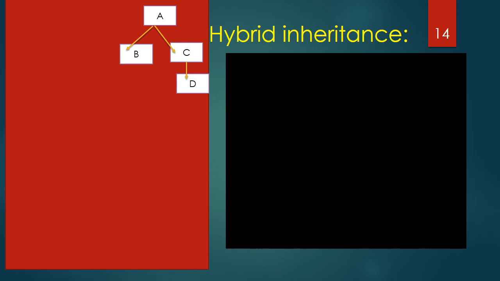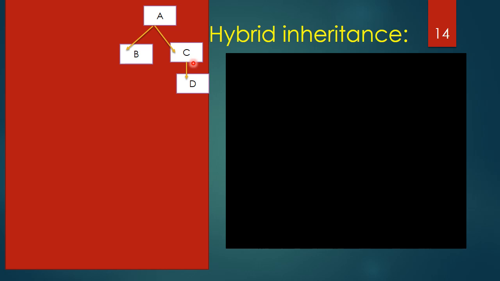Next, hybrid inheritance. This is the diagram. Hybrid inheritance is one superclass and a combination of any two or more of the previous inheritances. Here I have taken A, B, C, which is hierarchical inheritance. Next A, C, D is multi-level inheritance, and C, D is single inheritance. Like this, three different types of inheritances are combined, so we can call this hybrid inheritance. According to this diagram, we create the classes.